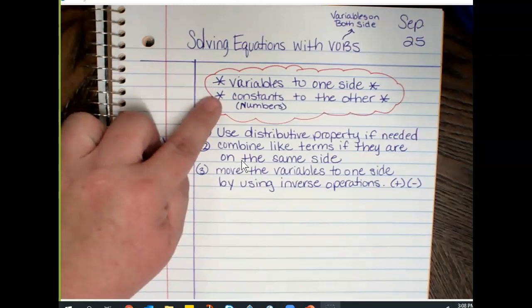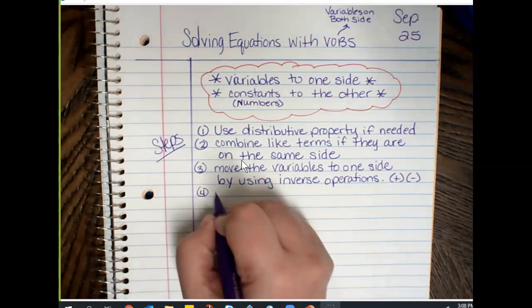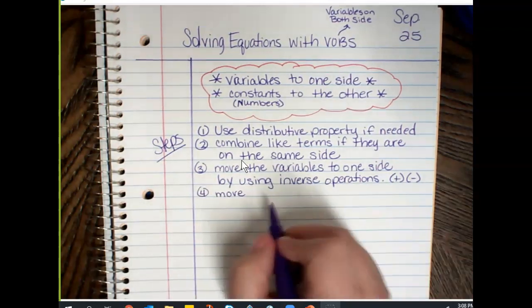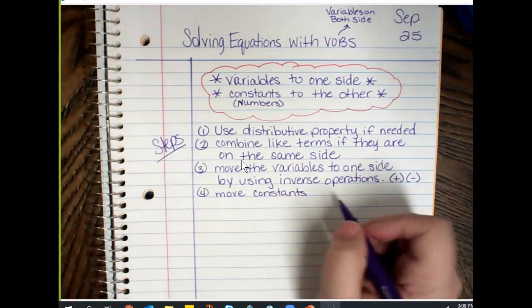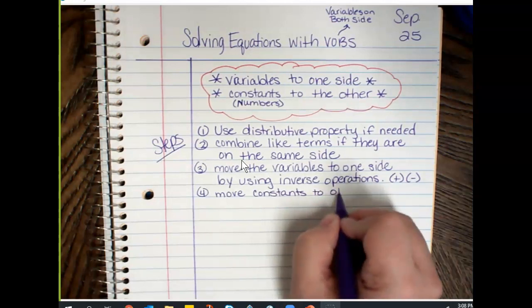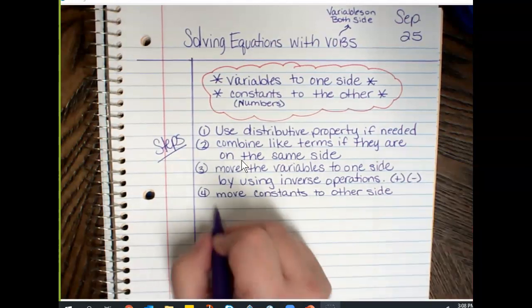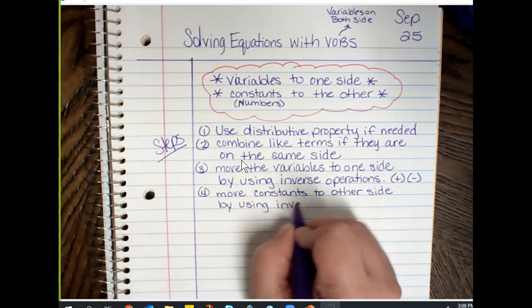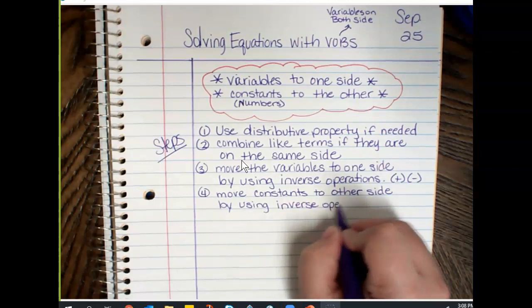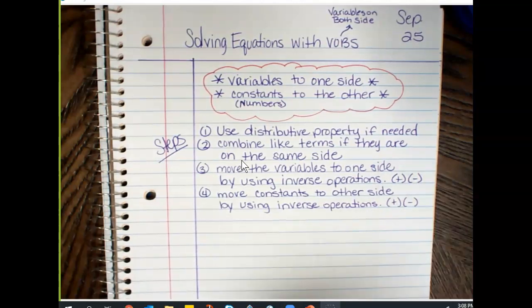So what do you think is going to be our next step? Getting our numbers, our constants, to the other side. So step 4, move the constants to the other side by using inverse operations. Move constants to the other side by using inverse operations. And that's still going to be just with our addition and subtraction inverses. That's all we're going to need.